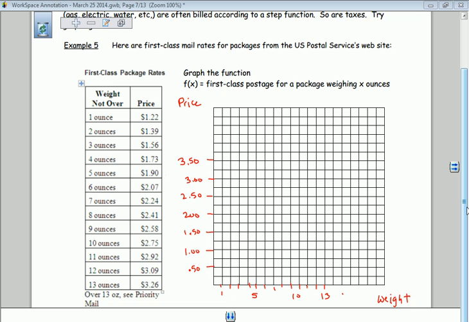Have any of you ever been to the post office? Yes. Sure. I love it. It smells good. It does. Doesn't it smell good? Okay.